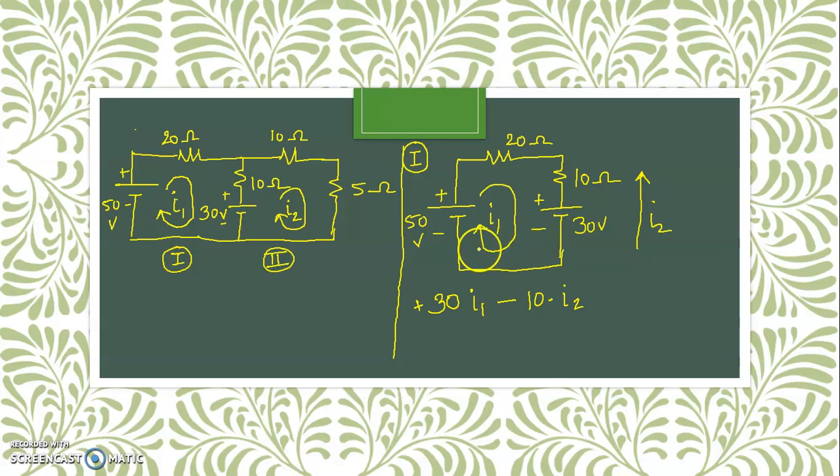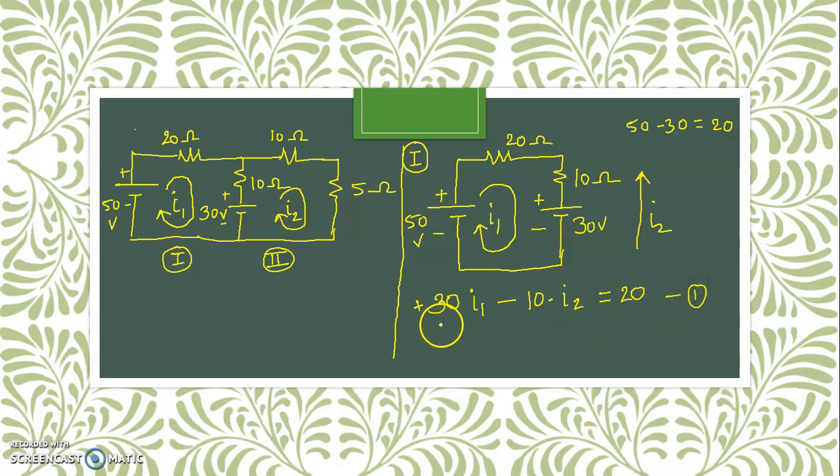Through 50 volt we are getting from negative to positive, so it gives us plus 50. So what do we get? Plus 50 minus 30 is equal to 20. Hence, that is equal to 20. So this is our expression 1.